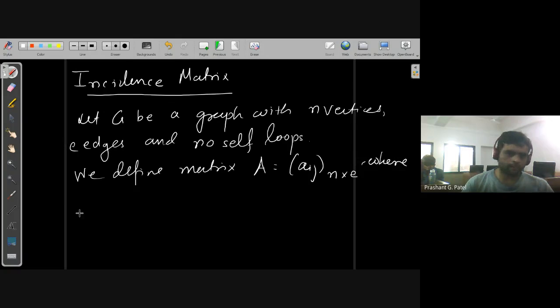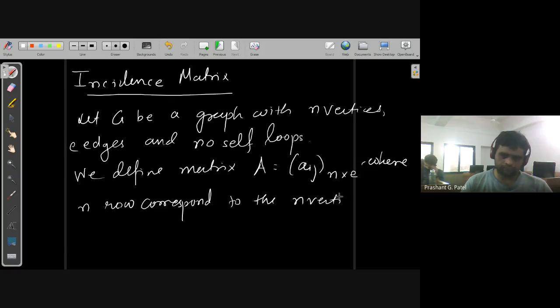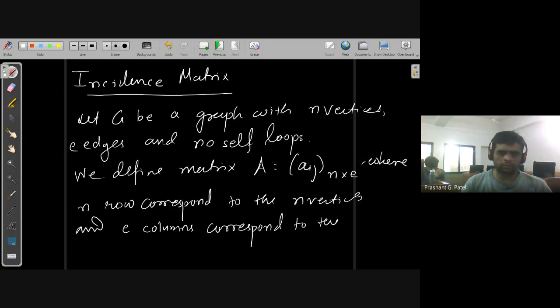Where the n rows correspond to the n vertices and the e columns correspond to the e edges.